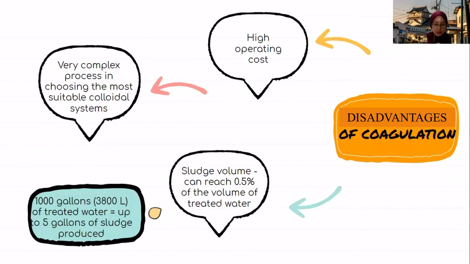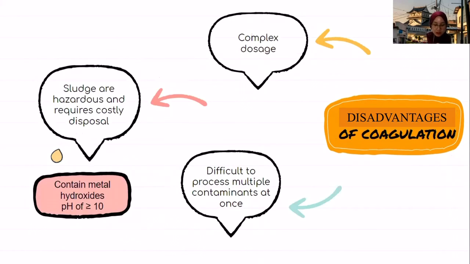The fourth disadvantage is that sludge is hazardous and disposal is costly. The sludge contains metal hydroxide and is often caustic with a pH of 10 or higher. Because of how hazardous the sludge is, companies will spend high amounts of money to treat, transport, and dispose of it.